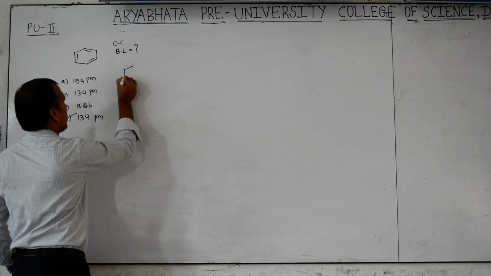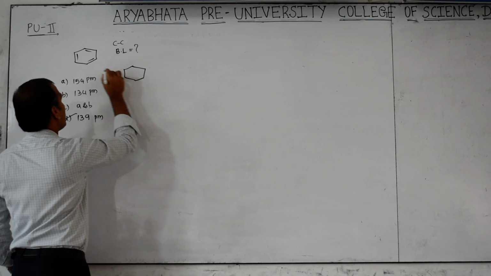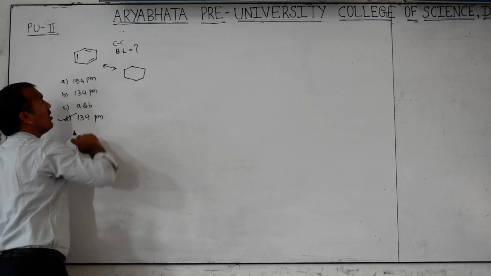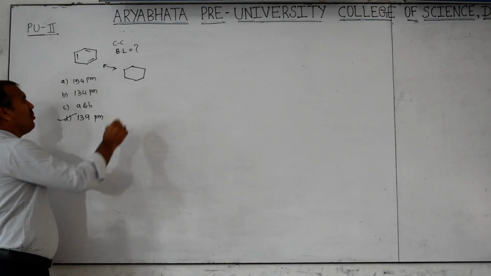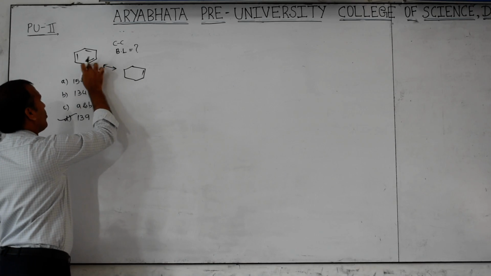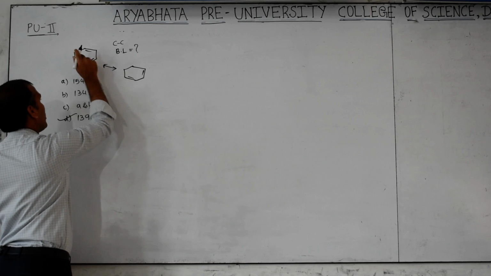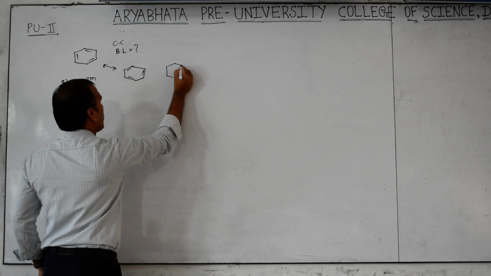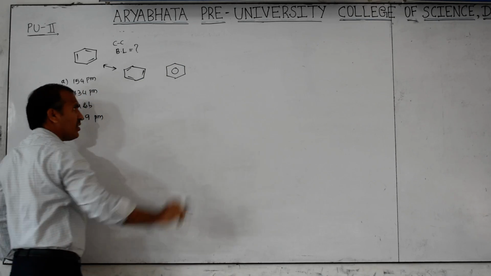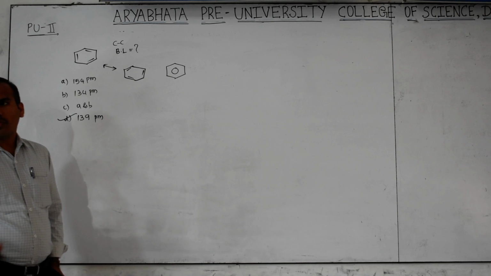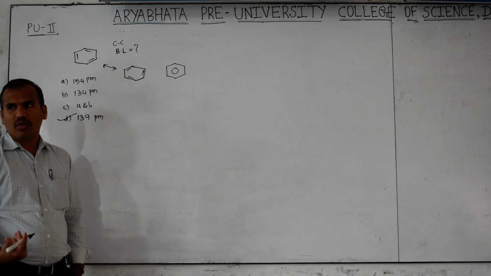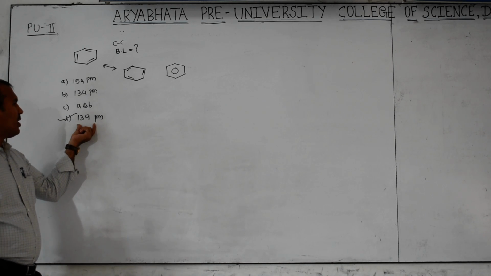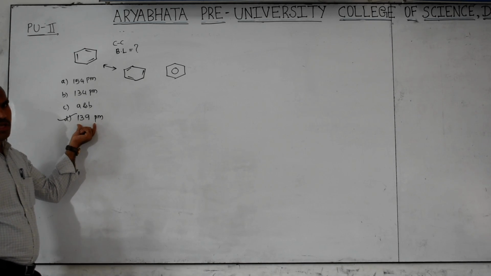Maybe I already explained, but once again: this undergoes resonance. This is the resonance symbol. Now the pi bond at this position may be at this one, this pi bond may be at this position, and this pi bond may be at this position. So it can be represented like this also. It means pi bonds are always delocalized. So single bond, double bond, single bond, it is changing its character. That's why the average bond length is 139 picometer.